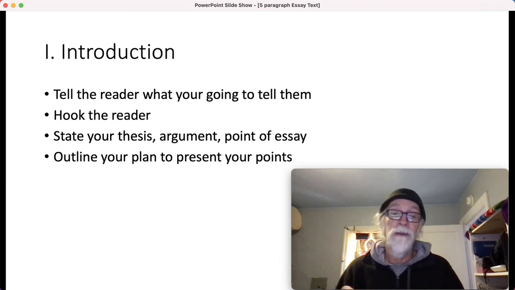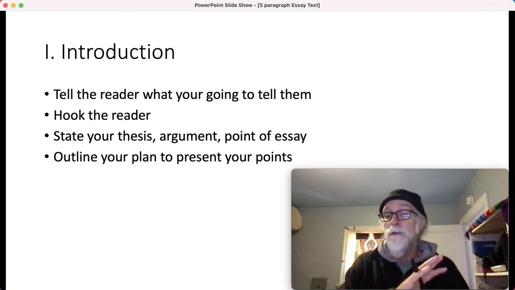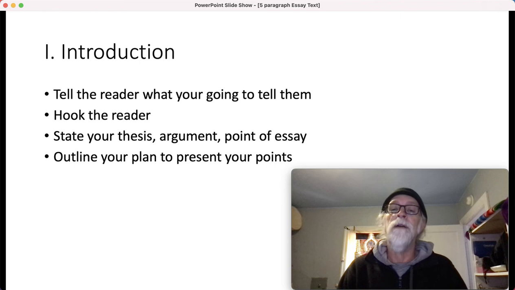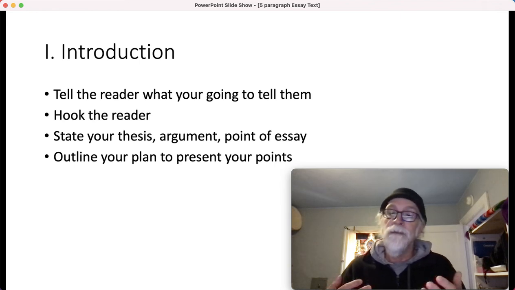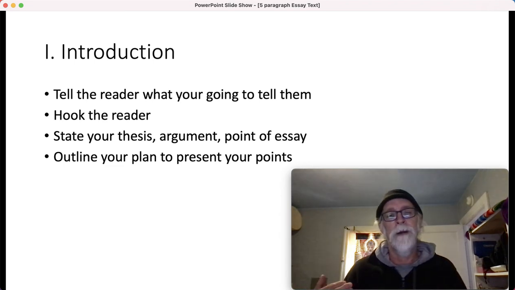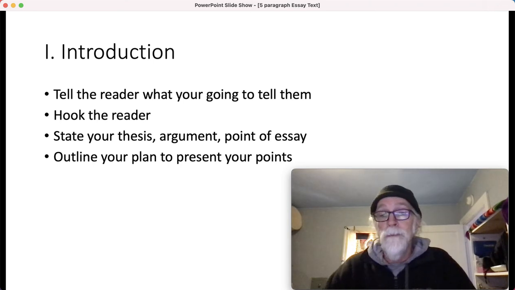This part of your essay should be clean. It should be free of grammatical errors. It should be free of spelling errors. The first sentences, the entire introduction should be very easy to read, because what you don't want is the reader stumbling through some clunky sentences and wondering, what is this really about, before you even get a chance to get going, right?